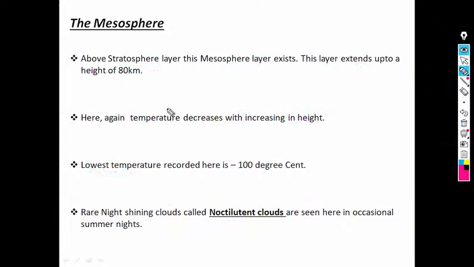Then it is your mesosphere. Above the stratosphere layer, your mesosphere layer exists. This layer extends up to a height of 80 kilometers. Here again, temperature decreases with increase in height.